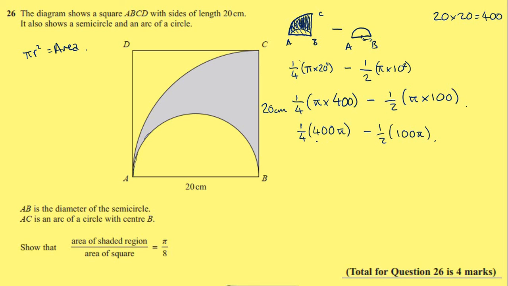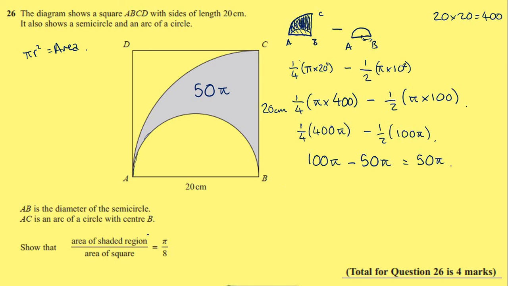What's 1/4 of 400 pi? If I had 400 pi and I cut it up into 4 chunks, well, surely that would be 100 pi. And if I've got 1/2 of 100 pi, if I've got 100 pi and I cut it in half, surely I would have left over just 50 pi. And 100 pi take away 50 pi would leave me with just 50 pi. That is an expression for the area of that shaded section.